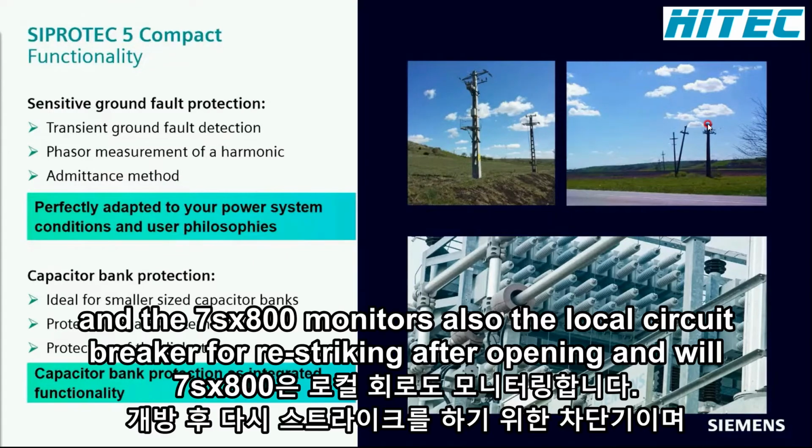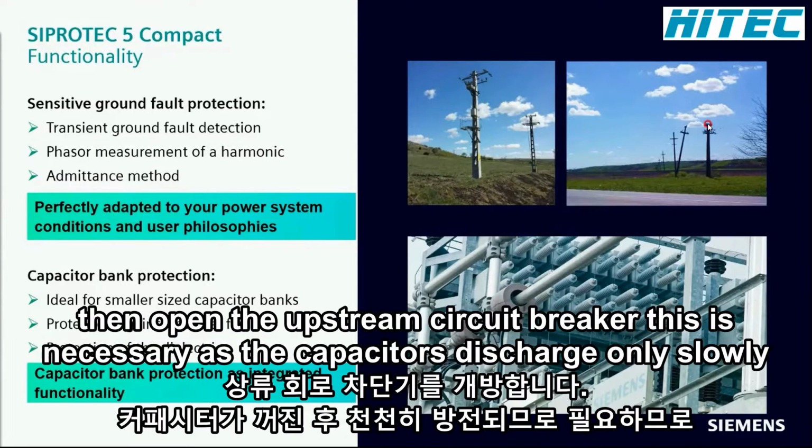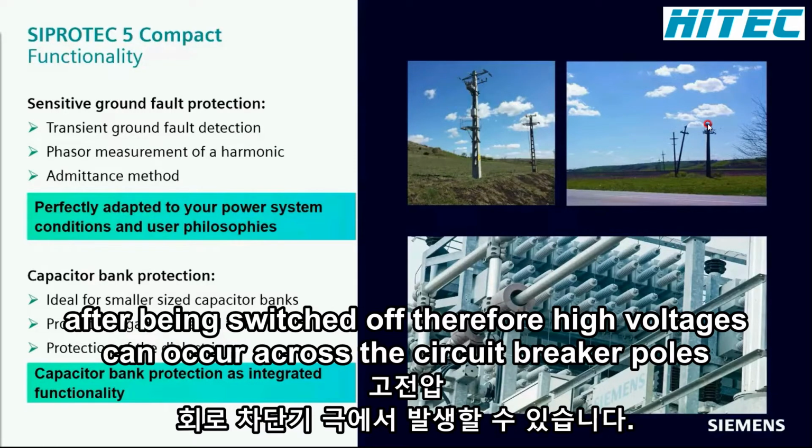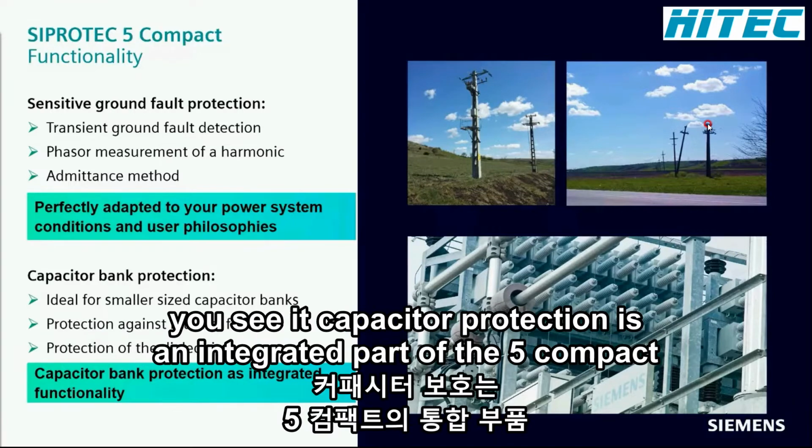And the 7SX800 also monitors the local circuit breaker for restriking after opening and would then open the upstream circuit breaker. This is necessary as capacitors discharge only slowly after being switched off. Therefore, high voltages can occur across the circuit breaker poles. You see, capacitor protection is an integrated part of SIPROTEC 5 Compact.